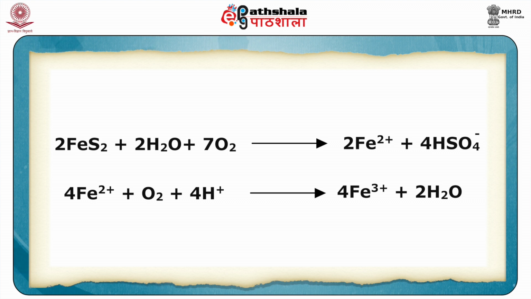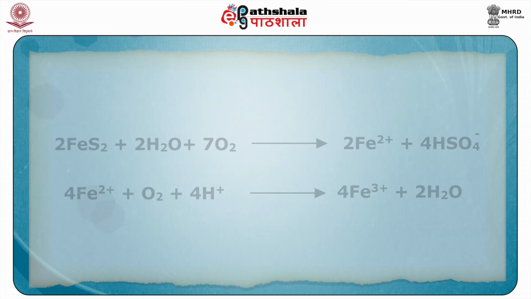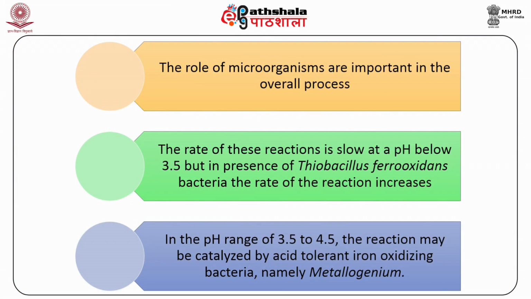Iron sulfide is stable in absence of air, but in presence of air, during mining operations, oxidation reactions occur and produce large amounts of sulfuric acid. The first equation shows the reaction of iron sulfide in presence of water and oxygen. It's solubilized to give ferrous ions, and the ferrous ion undergoes aerial oxidation to give ferric ions. The role of microorganisms is important in the overall process.